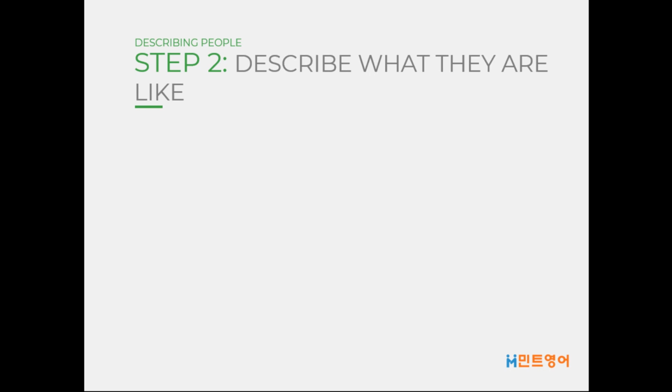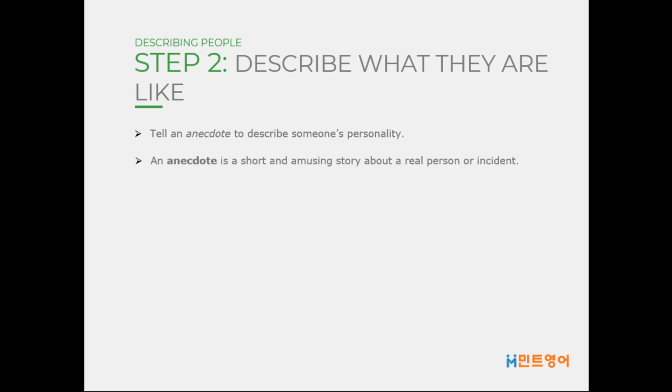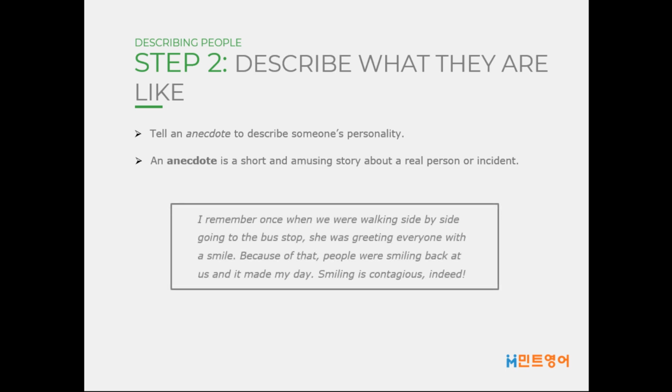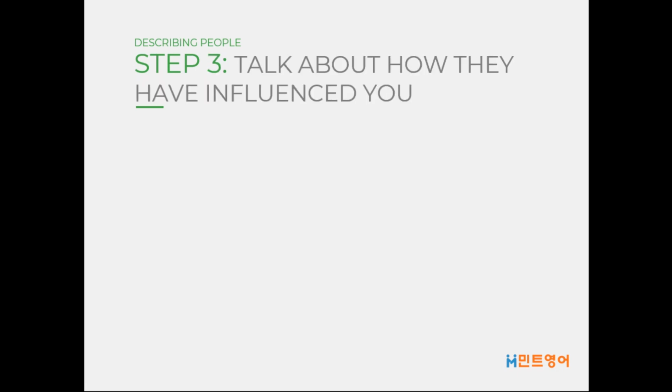Describing someone is easy, but making a long description can be complicated. To help you describe a person, another strategy you can use is to tell an anecdote to describe this person's personality. An anecdote is a short and amusing story about a real person or incident. Look at this example.